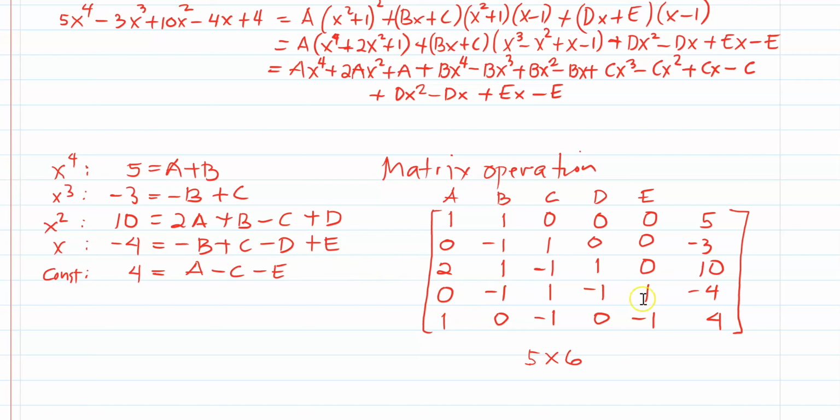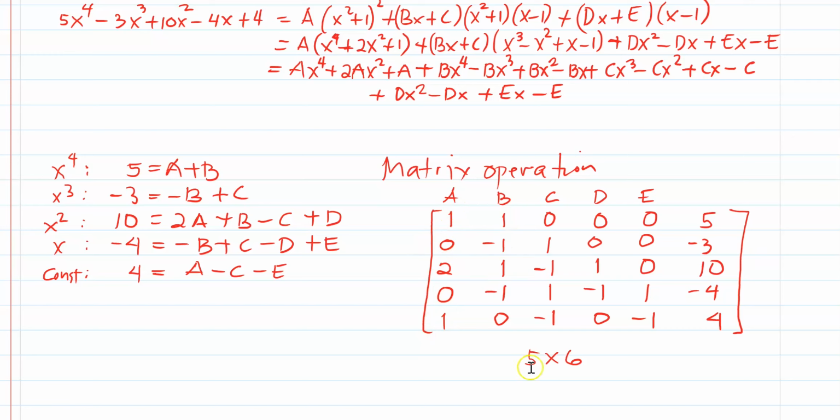Last equation, we have a minus c minus e equals 4. So a is 1. There is no b, so it's 0. C is negative 1. There is no d, so it's 0. And e is negative 1. And it is equal to 4, so the last column is 4. And in this matrix, there are 5 rows and there are 6 columns. So we will write the dimension as 5 by 6.